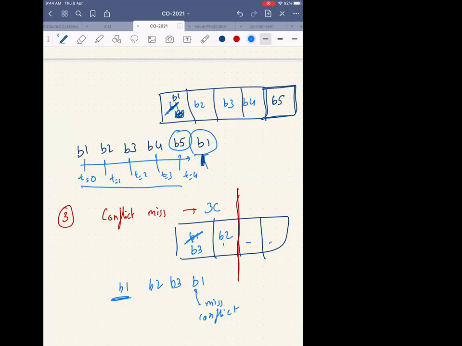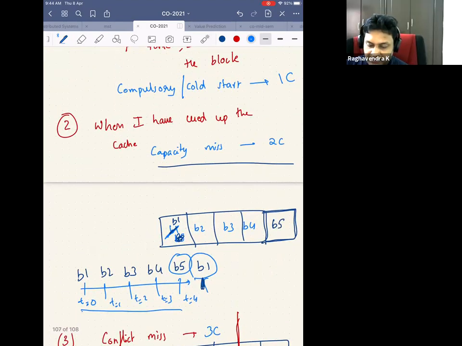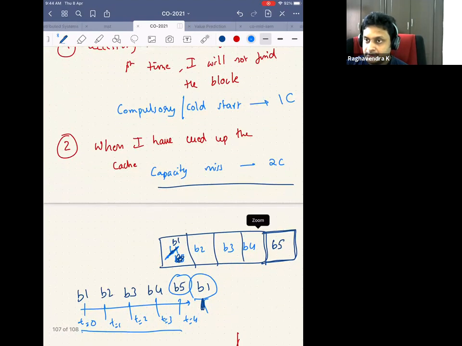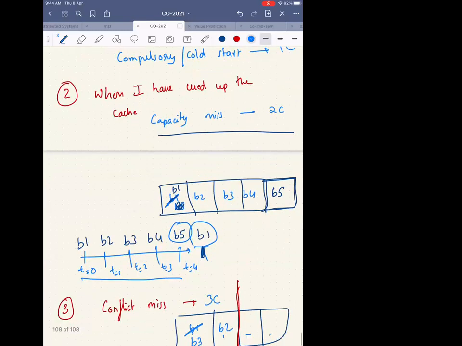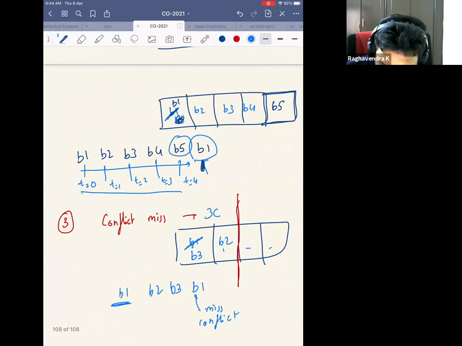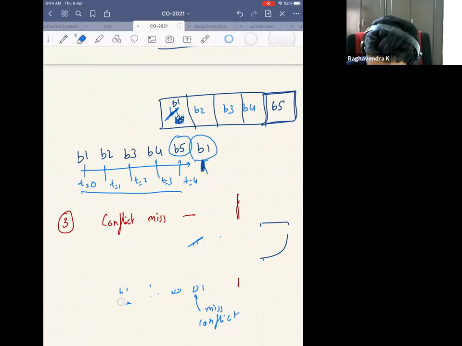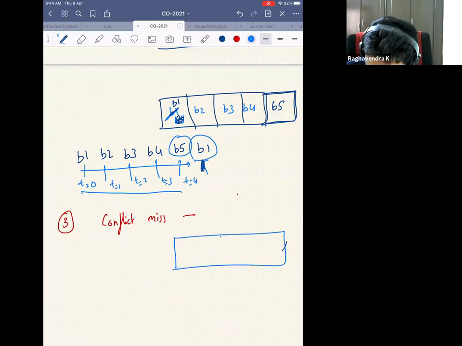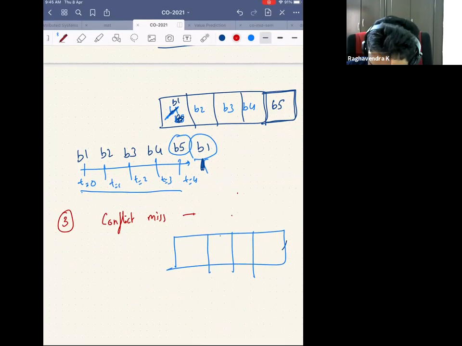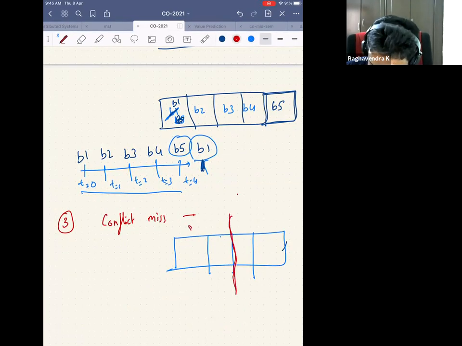Sir, can you explain this conflict miss again? Okay. So did you understand the compulsory miss and capacity miss? Yes, sir. Okay. So let's say I have designed a cache which has something like this. There are 4 blocks that I can store in the cache, and I divided them into 2 sets. This is set 0 and this is set 1.